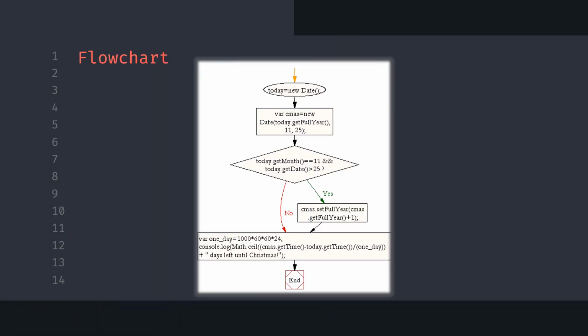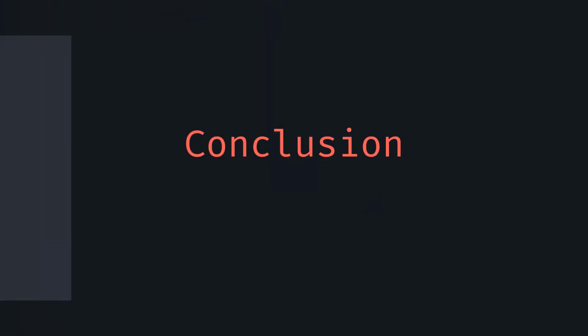Let's take a look at the flowchart to see how we can develop the code to calculate the days left before Christmas. We'll start by getting the current date, then create a date object for Christmas. Check if the current date is after December 25th, calculate the difference in days, and finally log the result. And that's a wrap. We've learned how to create a countdown to Christmas using JavaScript.